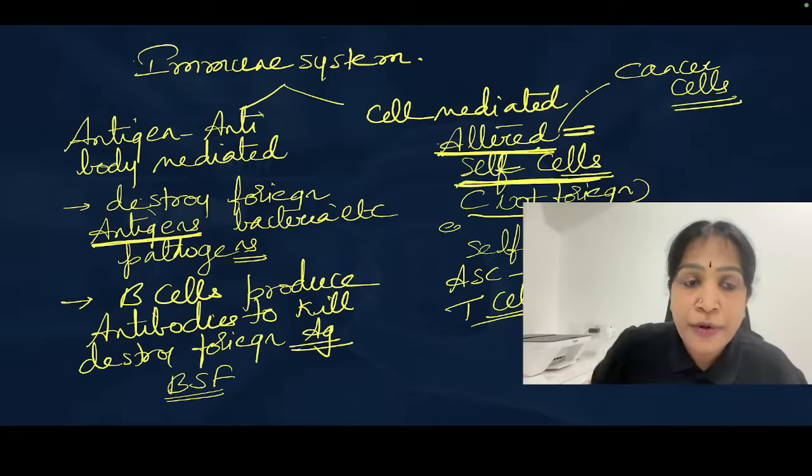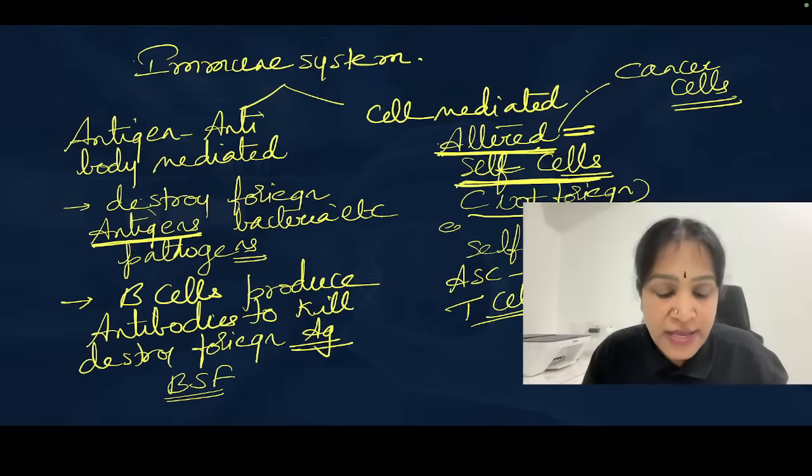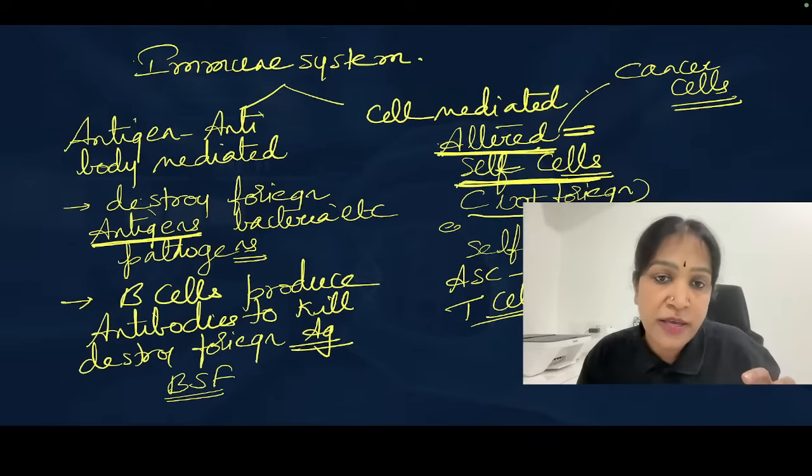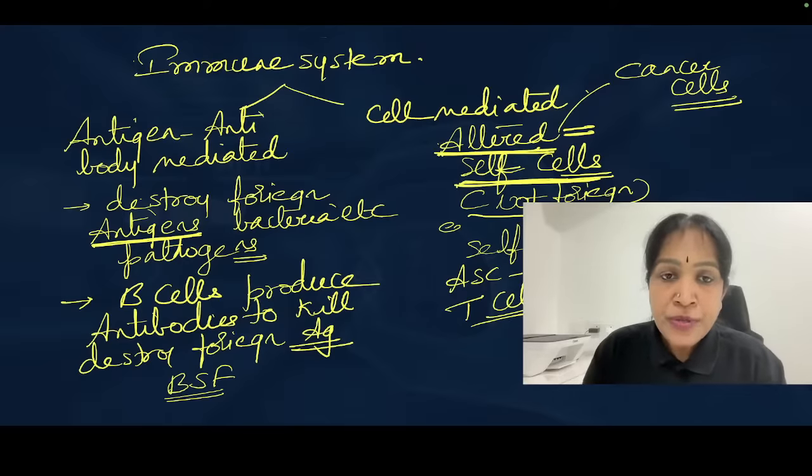How will the B cells destroy? By producing antibodies. What are antibodies? These are the defense molecules that will destroy the foreign antigens. Is it clear? So that is how we have two different types of immune system.